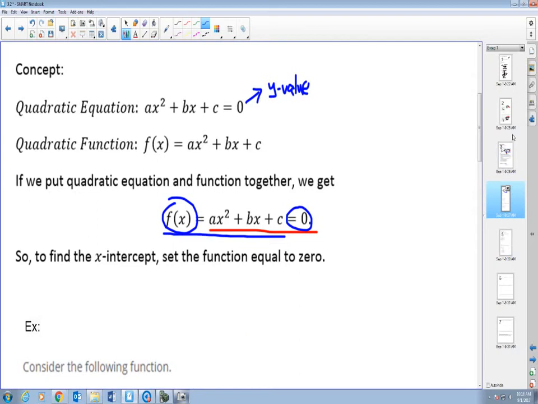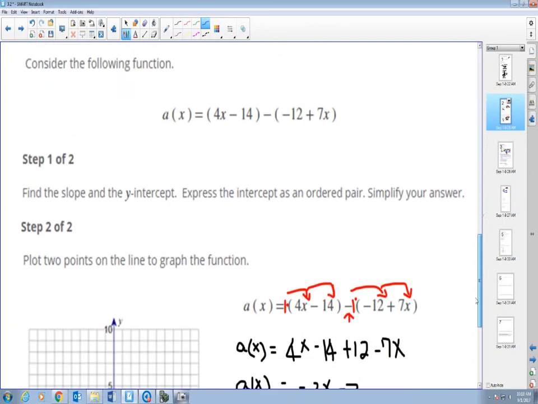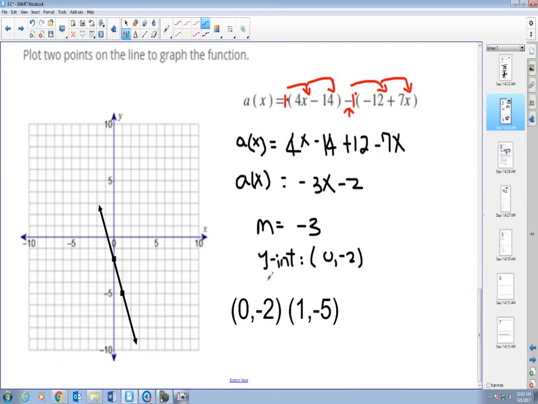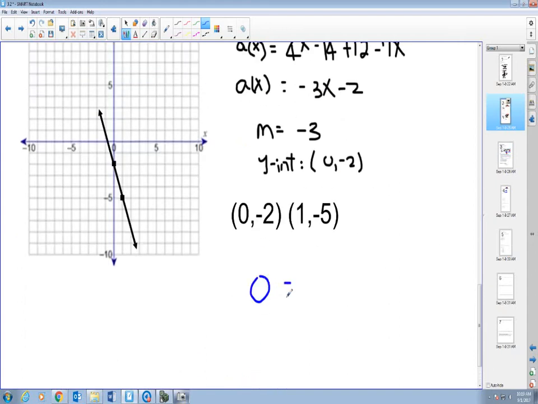As a matter of fact, if I go back up here, this equation, my function was this linear function, negative 3x minus 2. So if I set my y equal to 0 and solve for x, that will give me my x-intercept, which is, move this over, divided by 3, negative 2/3. So finding x-intercept is the same as solving for x. It actually means the same thing.